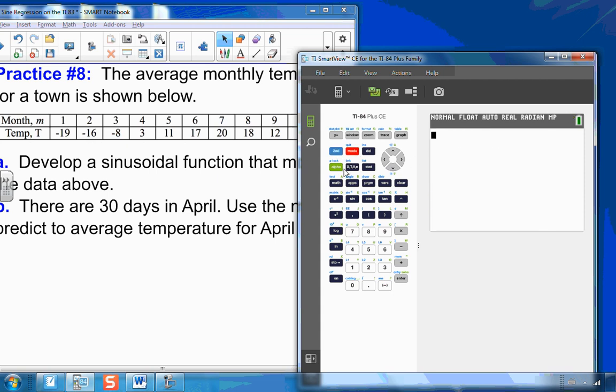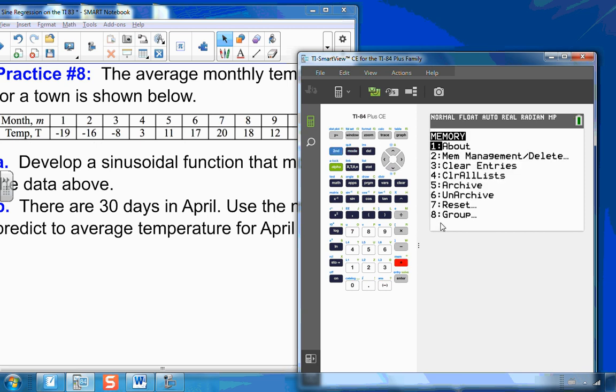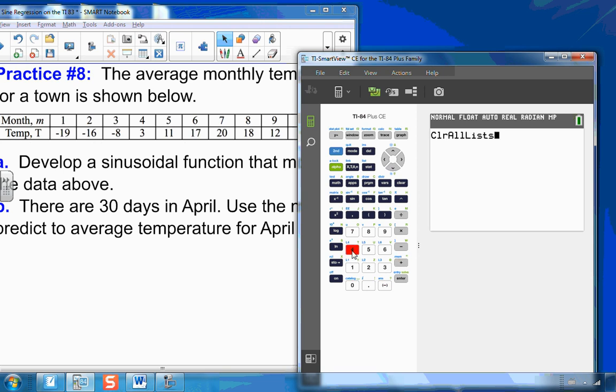And then the next thing I'm going to do is clear my lists, that spreadsheet function. I don't want anything in there. So it's almost like I'm clearing my calculator. I go second plus sign, and to clear your calculator, you would choose option 7, which is reset. I'm going to go to option 4, which is clear all lists, and I press enter. Okay, so that's done. Now I'm ready to take this table of values and put it into my calculator.